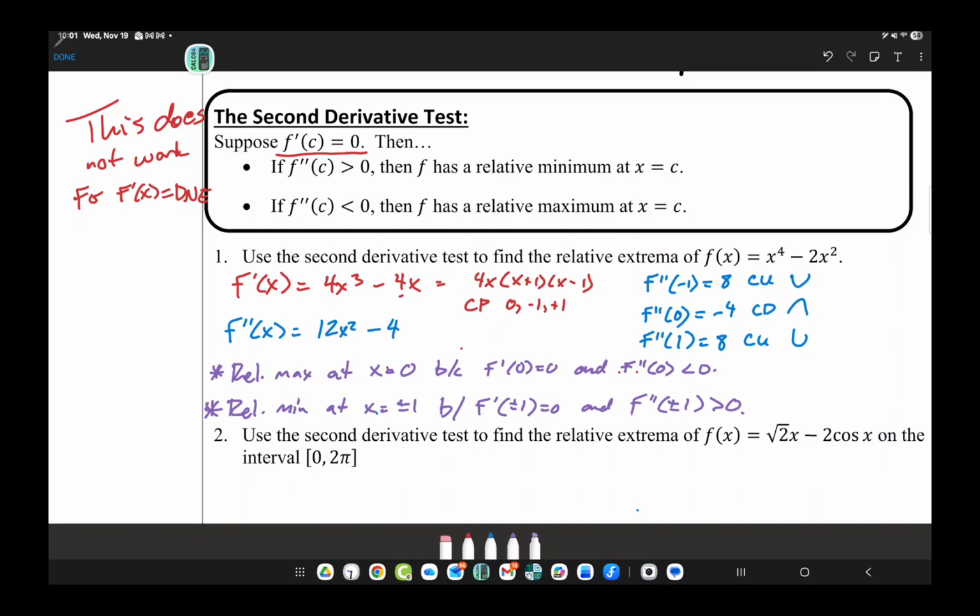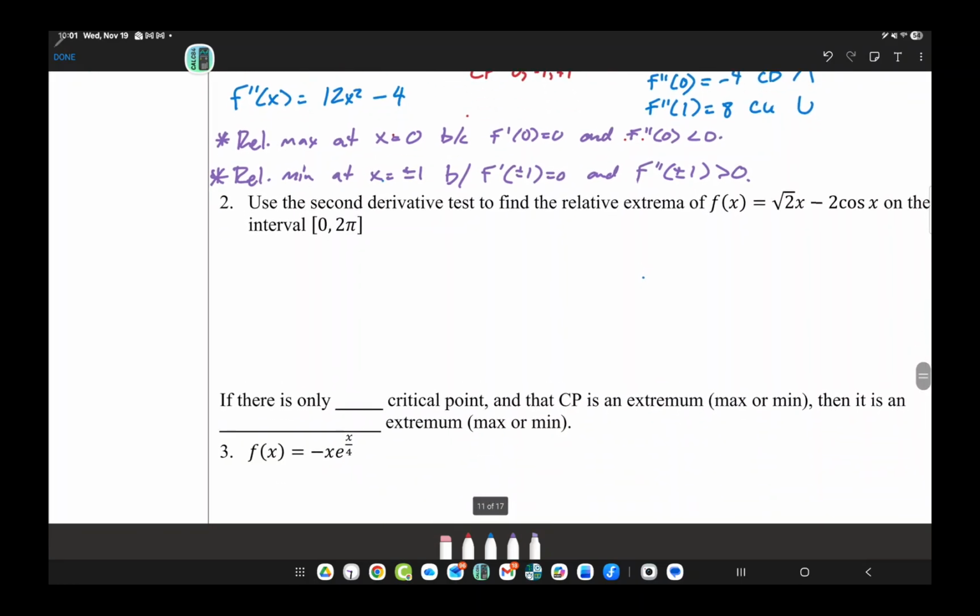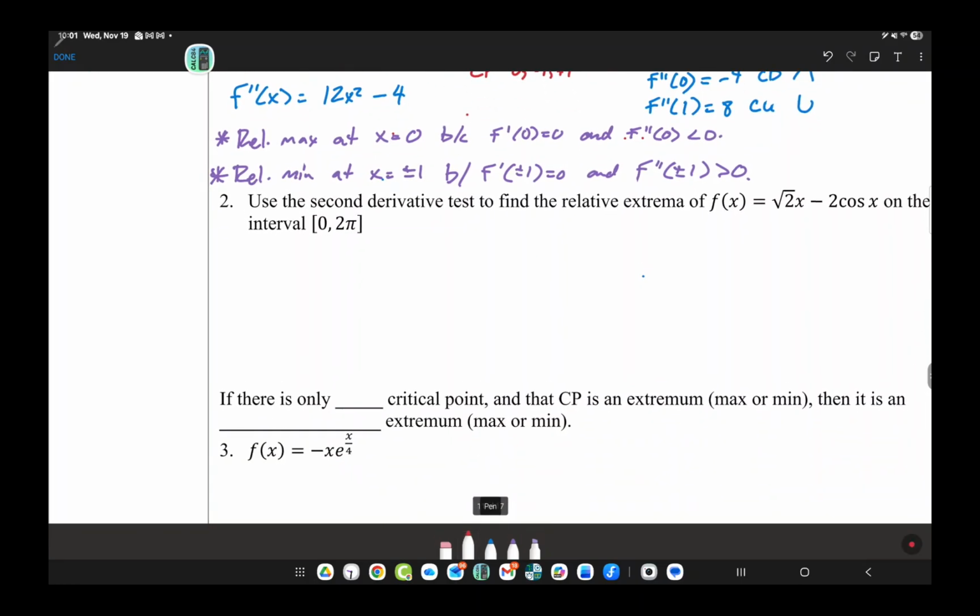But you do have to plug them in. You wouldn't really probably do the second derivative test here. You would just find the critical points, plug them into the function, and see what the values are if you're looking specifically for absolute max and absolute min. But this does bring up a good point, because that very last thing is going to be talking about the absolute max and absolute min. But we'll get to it in just a second.